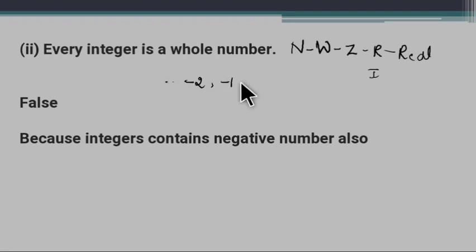Integers are -2, -1, also 0, +1, +2. All the negative numbers also, positive numbers also. But whole numbers contain only 0 and the positive numbers. So all the integers are not whole numbers. Negative numbers are not whole numbers. Integers contain negative numbers also. Now let's see the next question.